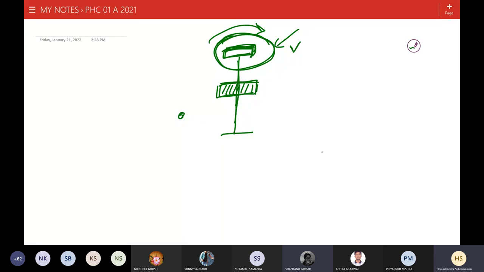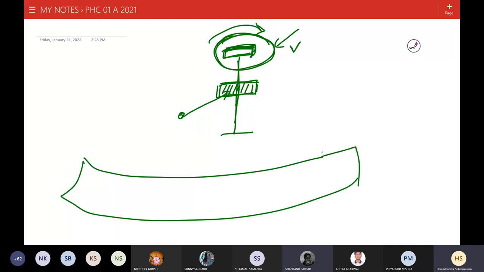So if you want to be able to measure that, what you do is you send a light and you have a big screen where the light reflects.